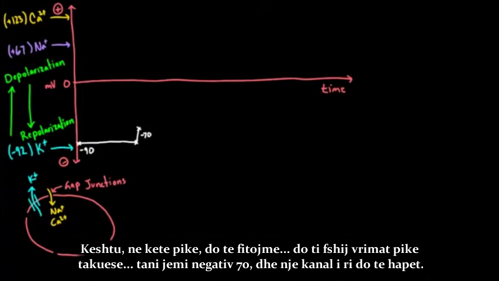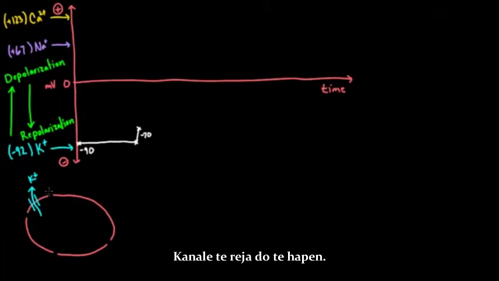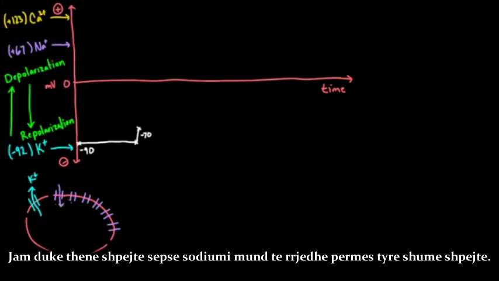So at this point, I'm going to erase the gap junctions. But now that you're at negative 70, you actually get new channels opening up. And I haven't drawn them yet, and I'm going to erase sodium and calcium just to make some space. But you get new channels opening up, and these are going to be the sodium channels. So let me draw those in. Sodium channels, and there's so many of them. Lots and lots of these fast sodium channels open up. And I say fast because the sodium can flow through very quickly.